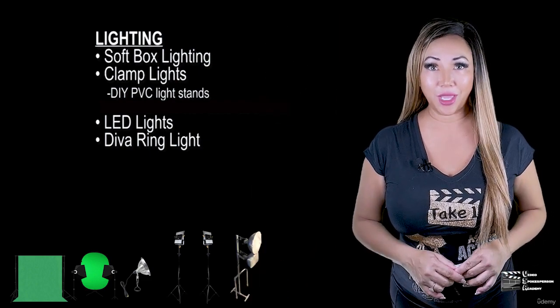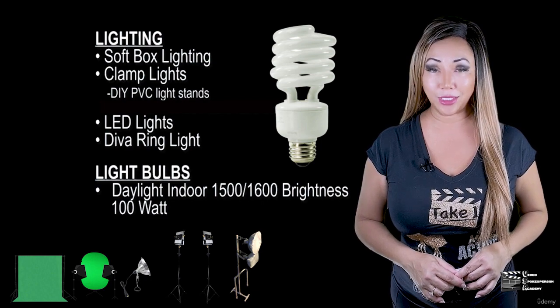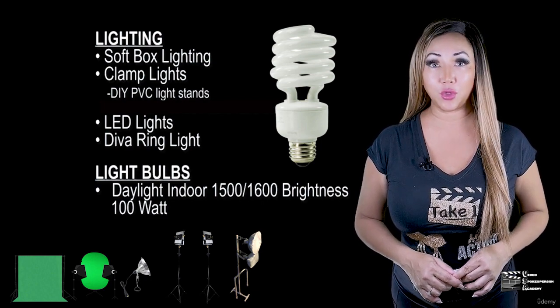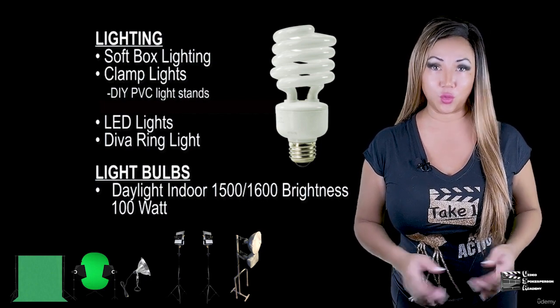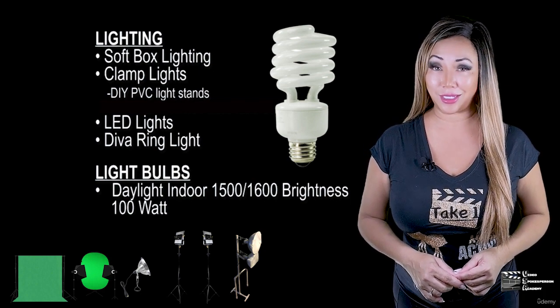For the light bulbs, I recommend the Daylight Indoor 1500 or 1600 brightness or lumens. The ones that I use are 100 W or 100 watt. The key thing to remember is the Daylight Indoor and as high as 1600.